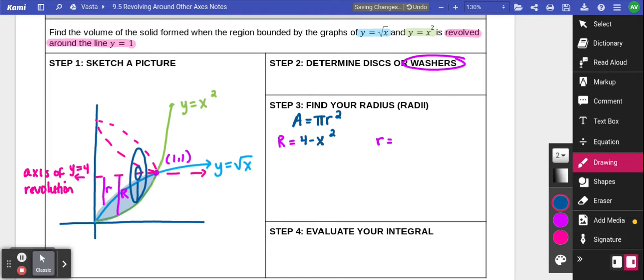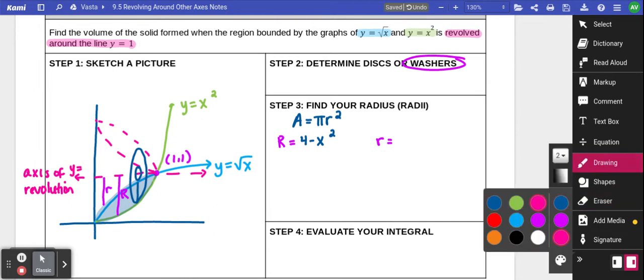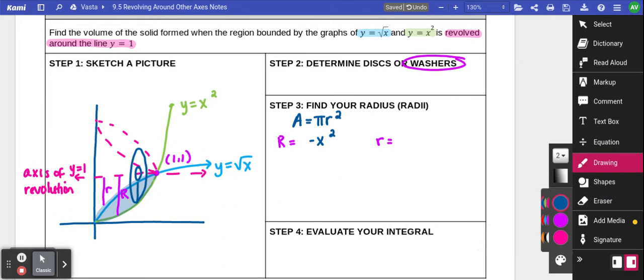My little r is going to be, oh, I'm sorry, it's not 4, it's 1. What am I saying here? My goodness gracious. It's 1 minus x squared. I apologize. I'm misreading the question really quick here. 1 minus x squared. Now my little r is going to be that pink line again minus the blue function I graphed here, which is the square root of x.